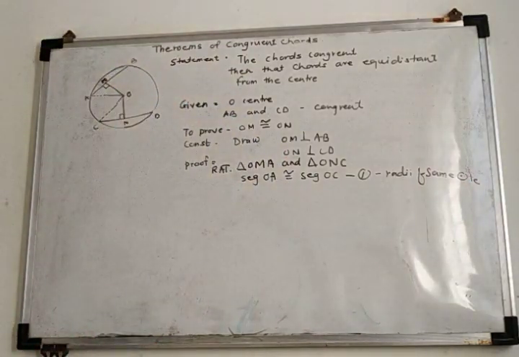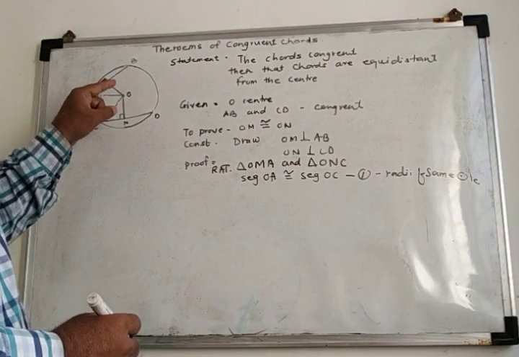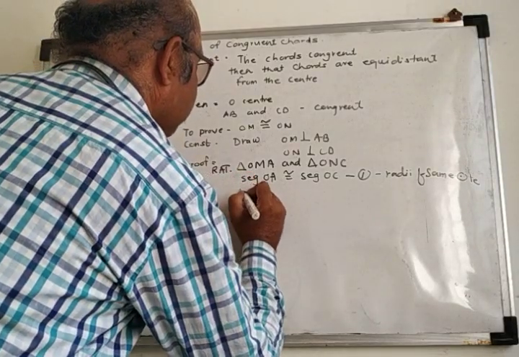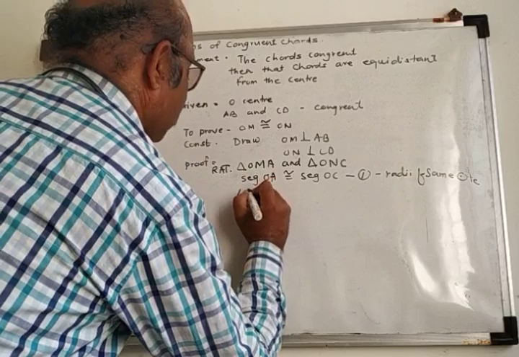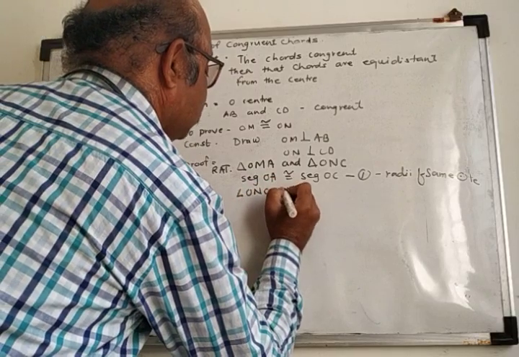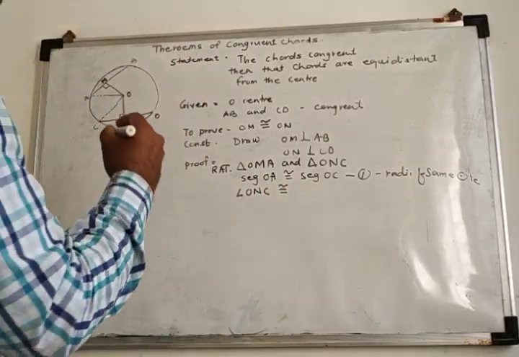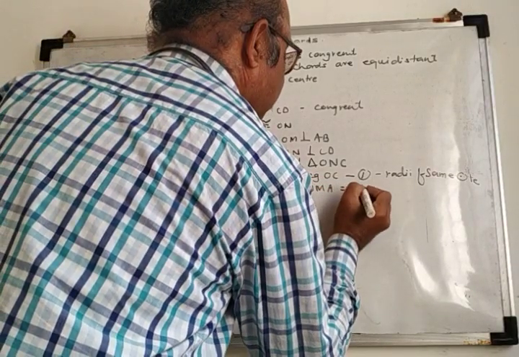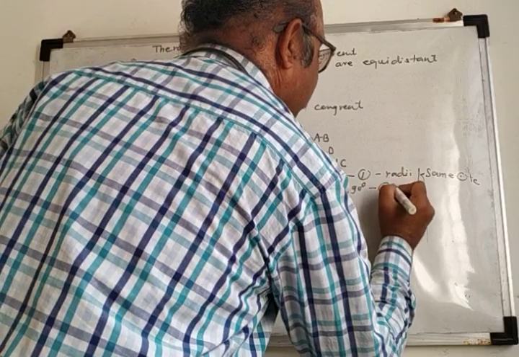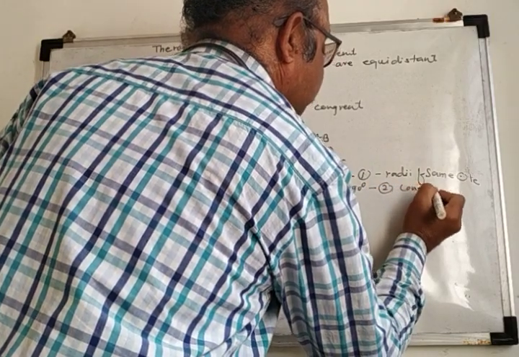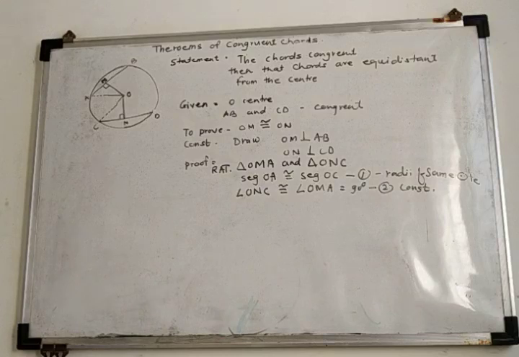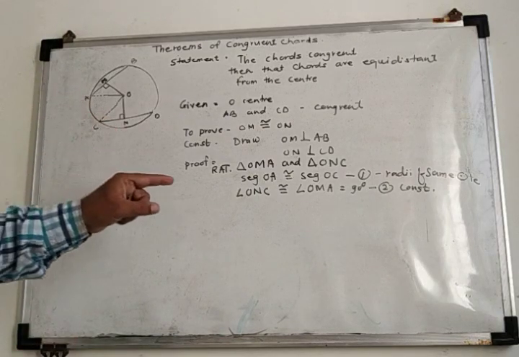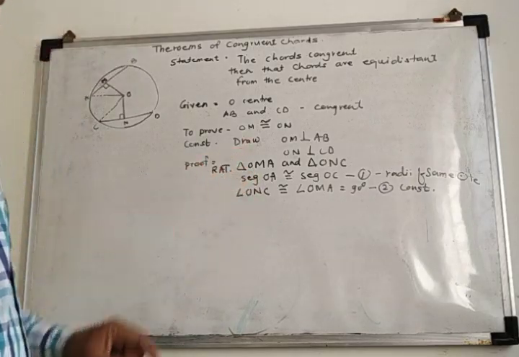OA equals OC. Now angle ONC and angle OMA are right angles. There is no need to write it, but to represent your theorem very systematically, you write angle OMA equals 90 degrees, and this is the second equation. The reason is construction. So these become two right angle triangles with hypotenuses, segments OA and OC, which we have proved equal.